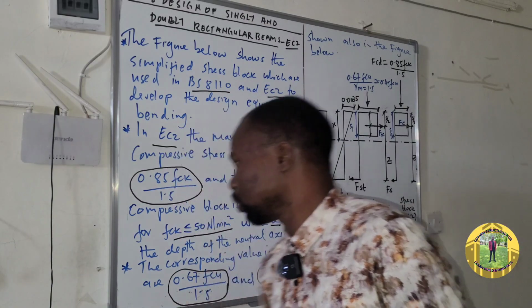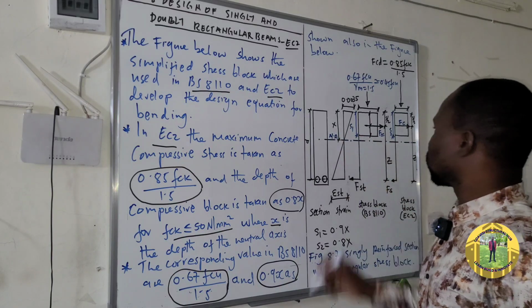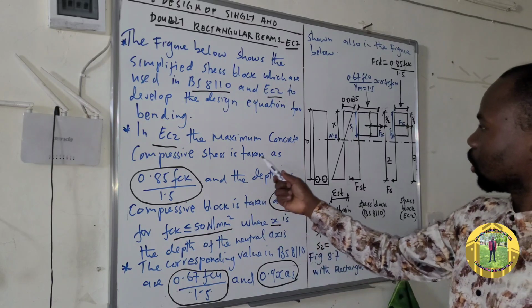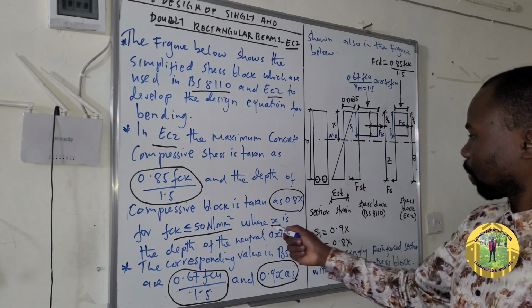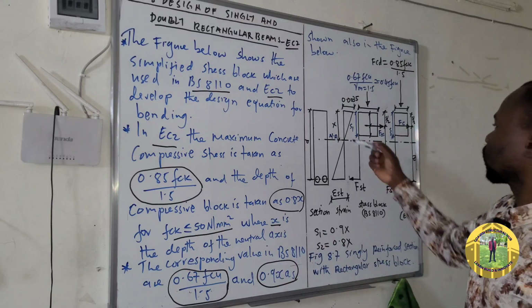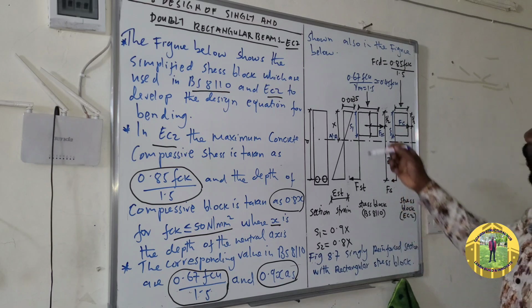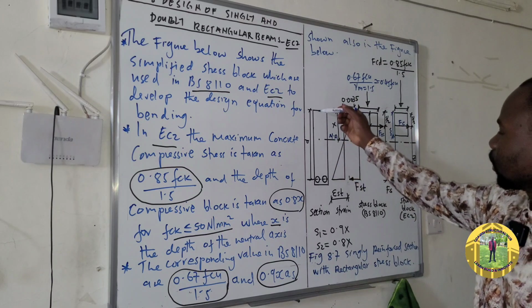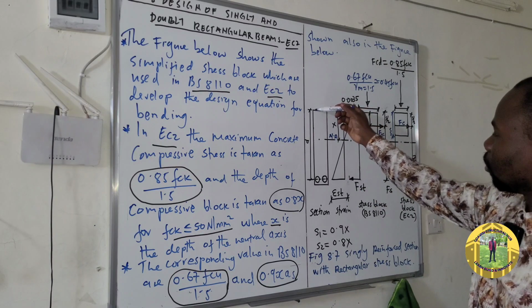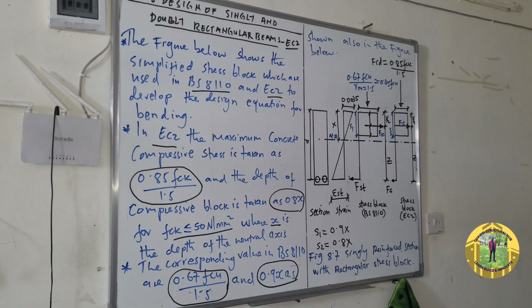Let me name it for you. This is the neutral axis, so this distance is called x, where x is the depth of the neutral axis. And remember, d is the effective depth, from the top of this beam to the center of the tension bars.